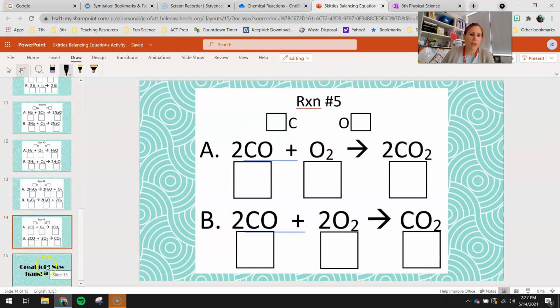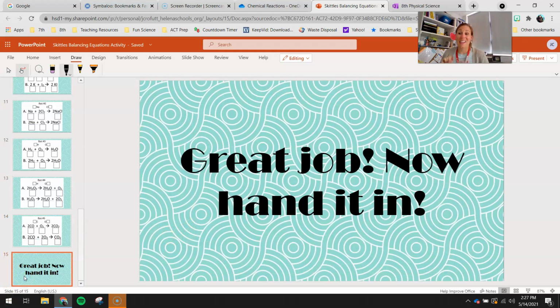Once you have those 5 reactions done, you've done all the little accounting by doing all the dots. That is part of your requirement. And then you've circled which equation is correctly balanced. Then you can go ahead and hand this in.